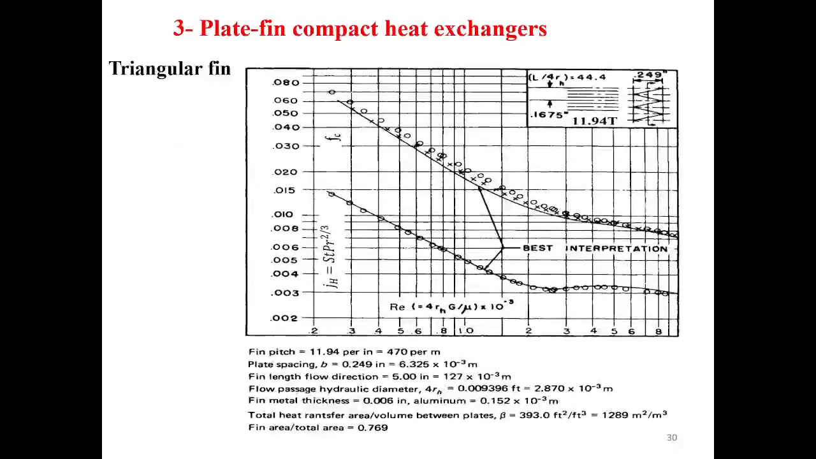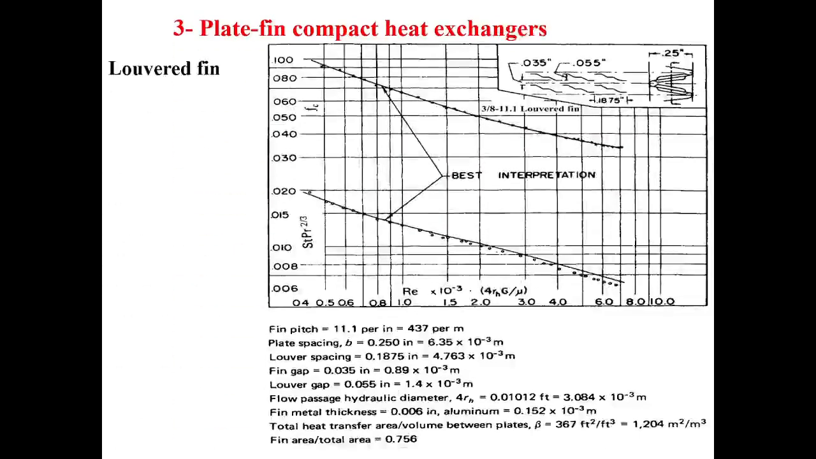Triangular fin, this is another surface from Kays and London. The surface designation is 11.94 T. This is a sketch of the surface itself. These are the two curves for f and j_H with Reynolds number. The plate spacing, the hydraulic diameter, and others, the beta for example, are all listed under the figure. Omega, the fin area divided by the heat transfer area, is also listed in the figure. This is surface 9.4 T.